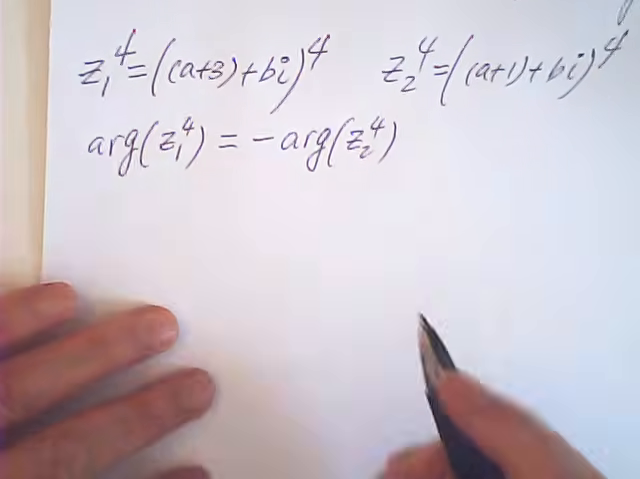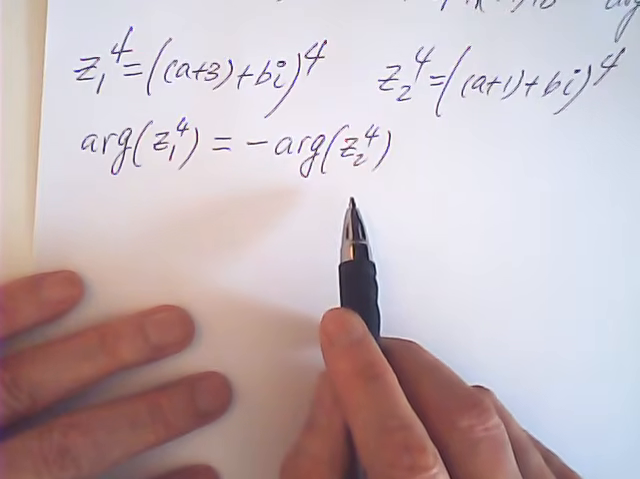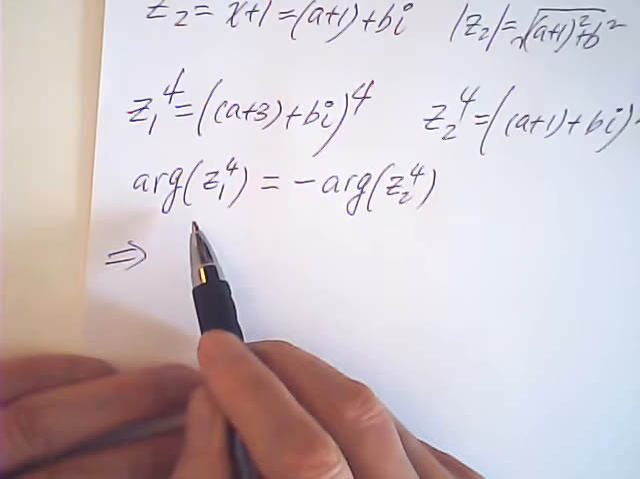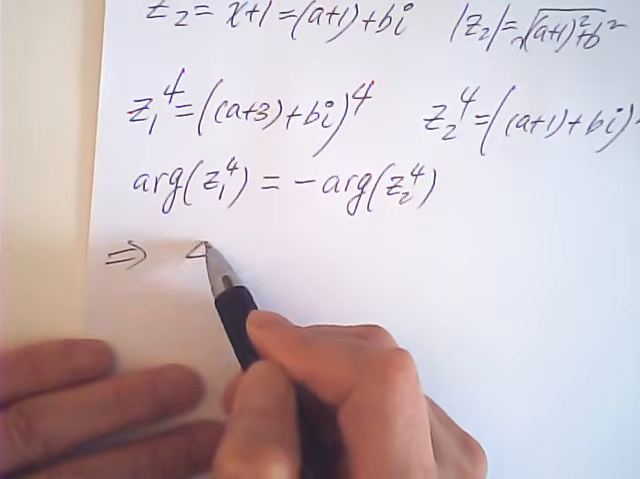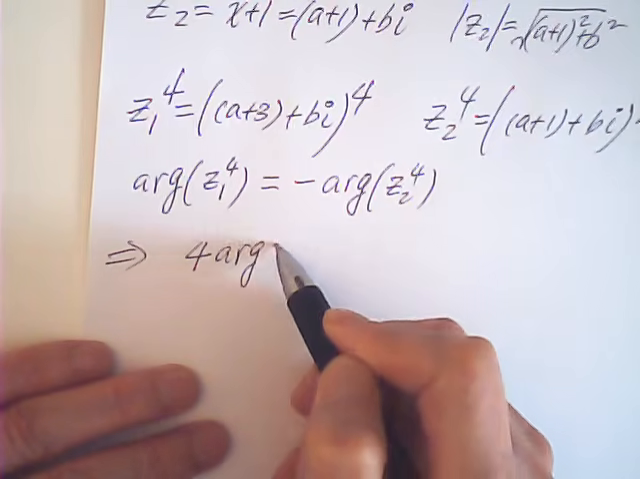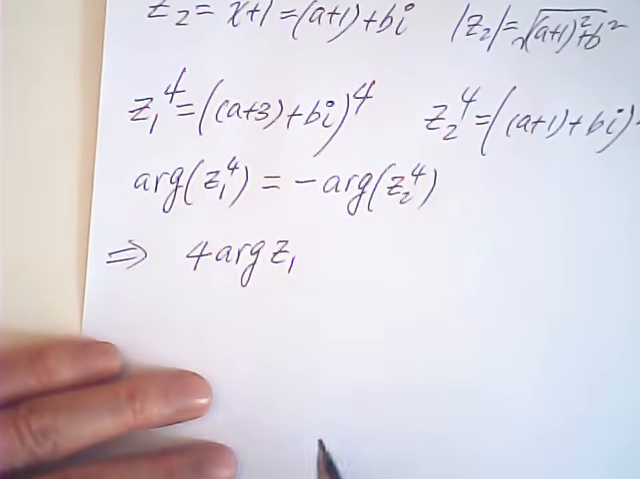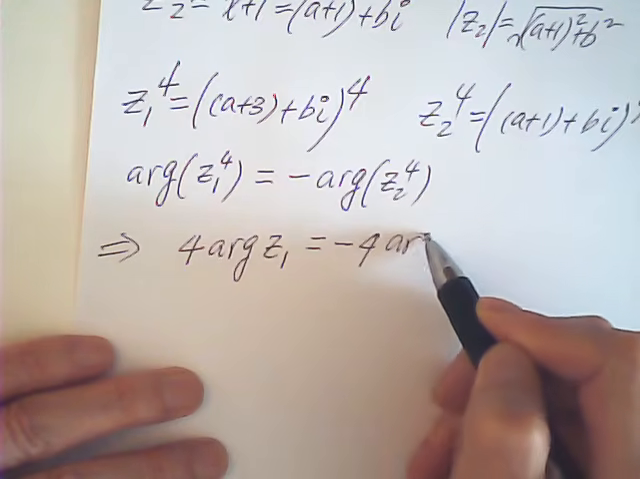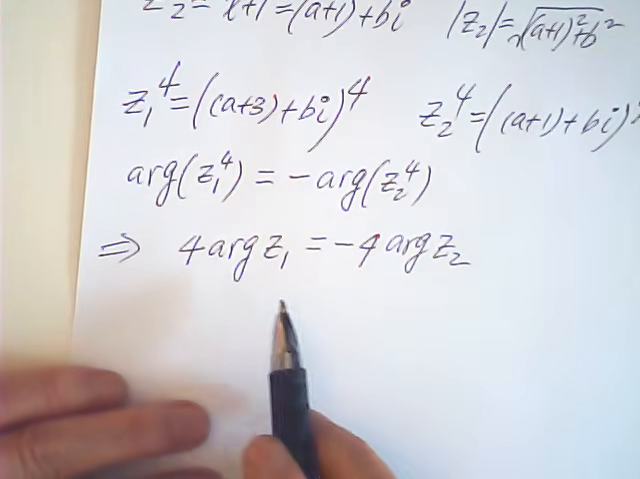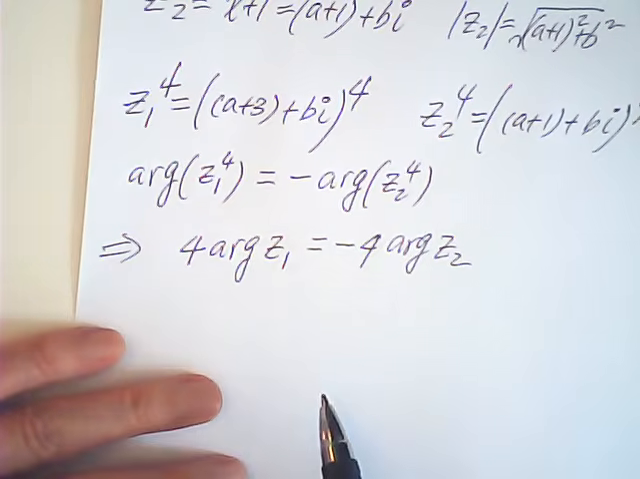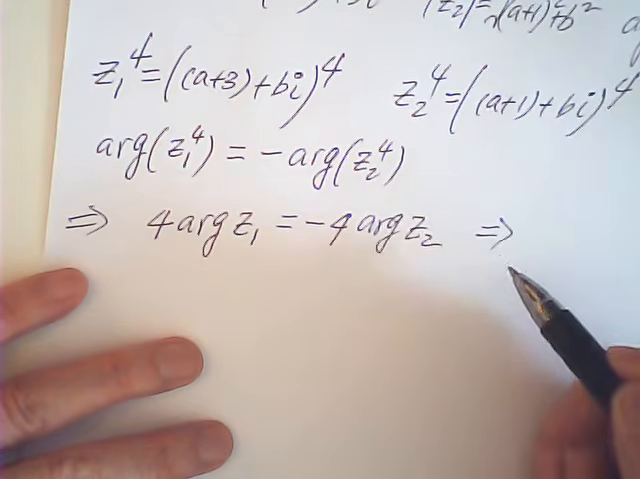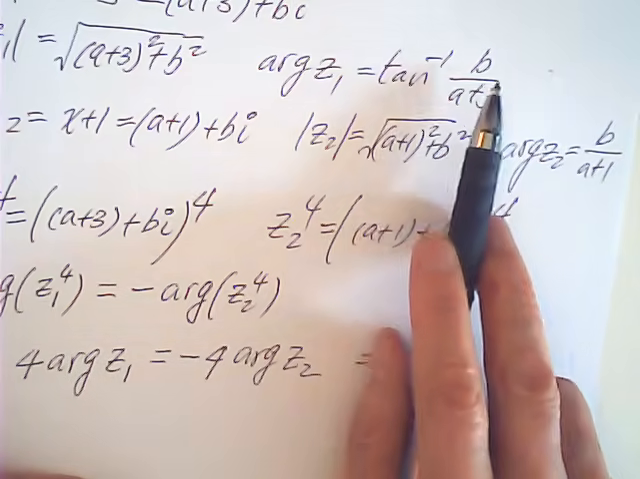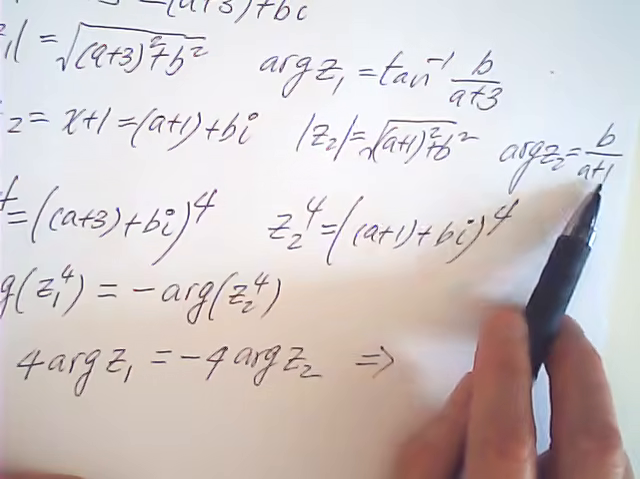Now, by De Moivre's theorem, the argument of this is equal to 4 times the argument of z1, right? This is equal to negative 4 times the argument of z2, by De Moivre's theorem. So this one is equal to that. Arctangent, this equals this, right?